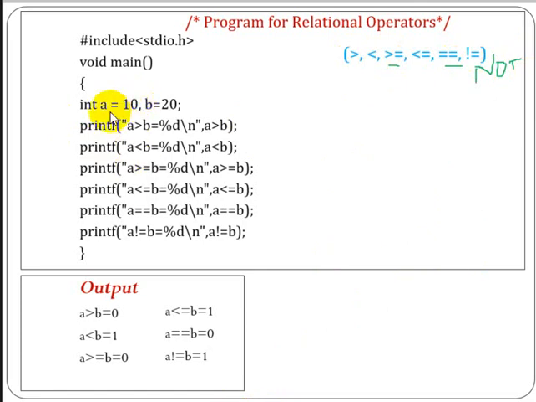Say now A value is 10 and B is 20, and we compare A and B. So A is greater than B. The relational operator will always return true or false, which means either 0 or 1. True means 1. False means 0.